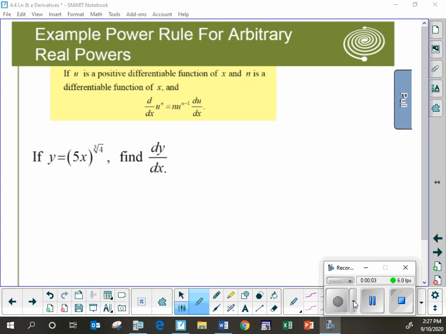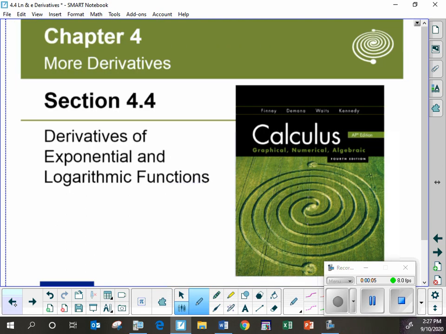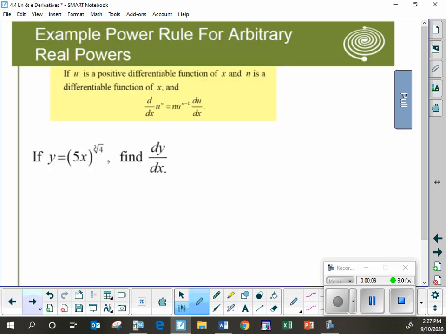Okay, this is lecture 4.4, and we're doing the derivatives of exponential and logarithmic functions today, and away we go.